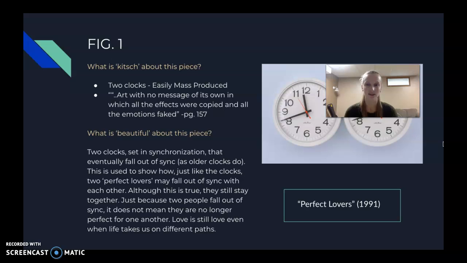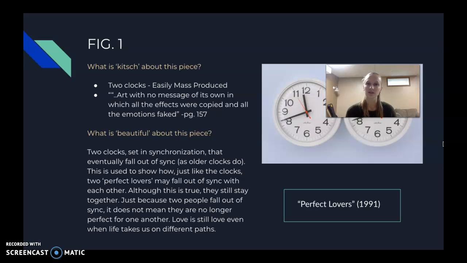There is no real artistic creativity, I would phrase that, and there's no real hard work put into it. It's something that was easily made, and I think that would classify it as kitsch. But I wanted to talk about the meaning behind Felix's art and why he made it the way he did.